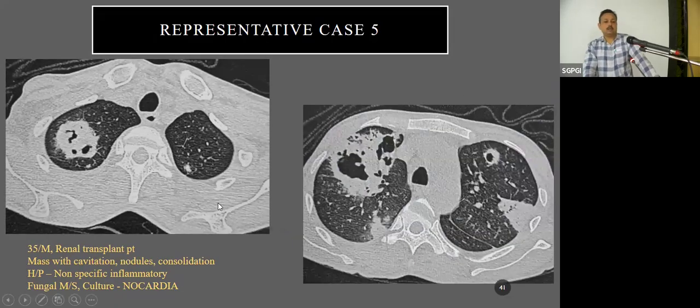This case, a 35-year-old male, he's a renal transplant patient, and he presented with a mass-like lesion with cavitation, and there were also multiple cavitary nodules and some areas of consolidation in the other lung. Histopathology was showing a non-specific inflammatory picture, but the fungal microscopy and culture showed Nocardia. So this was a case of nocardiosis.